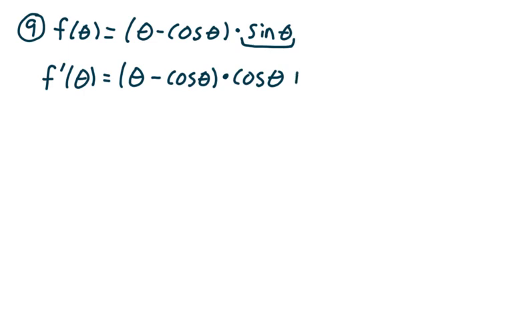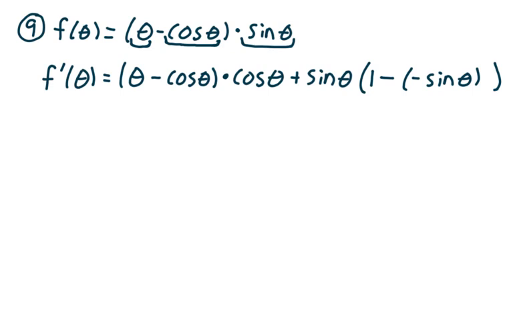Then I'm going to go plus. I'm going to write down sine of theta. That's the second function. And I'm going to multiply by the derivative of the first function. Now, the derivative of theta with respect to theta is 1. The derivative of cosine theta with respect to theta is negative sine theta. So I'm going to get minus negative sine of theta.